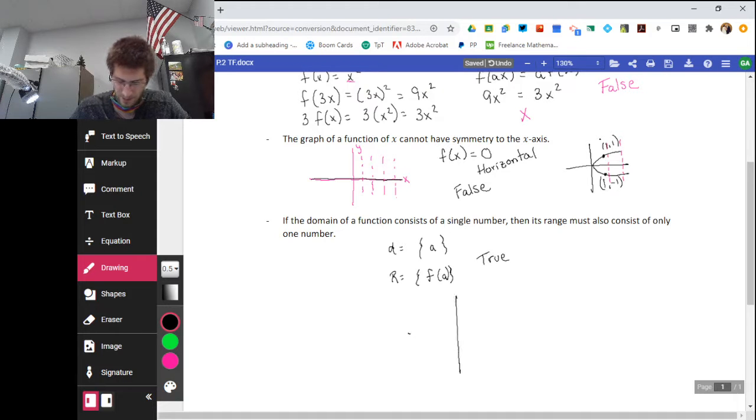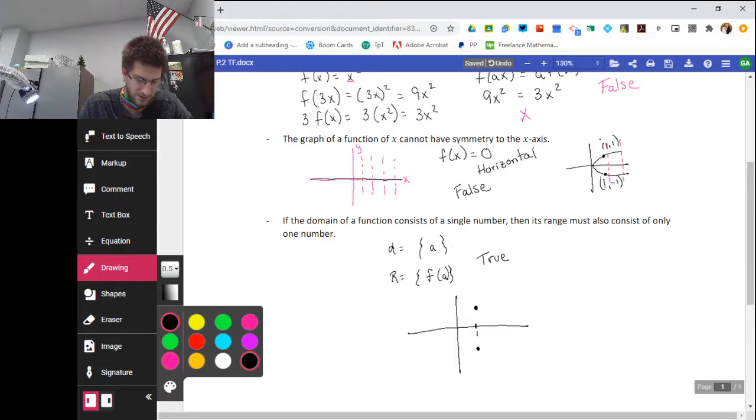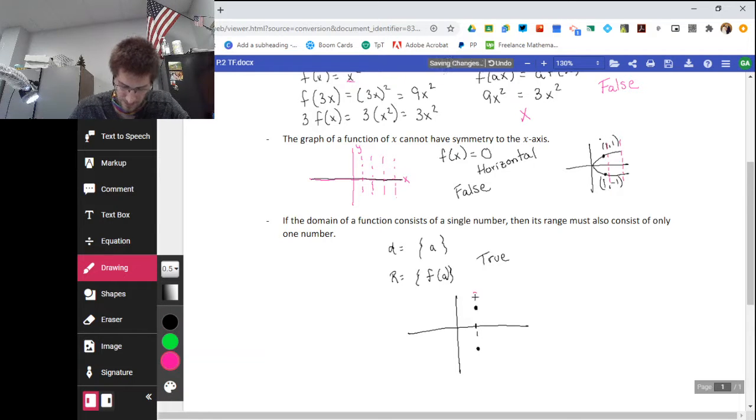We can also think about this graphically. If the domain has one number, so let's say the domain is 1, the function also only can have one value, because if it has multiple values, then it's not going to pass the vertical line test. And if it doesn't pass the vertical line test, then it's not going to be a function. So if the domain is only one value, then the range also can only be one value. Otherwise, as you can see here, it would not pass this vertical line test. So that's our true and false questions for section P3. We had 3 false and 1 true.